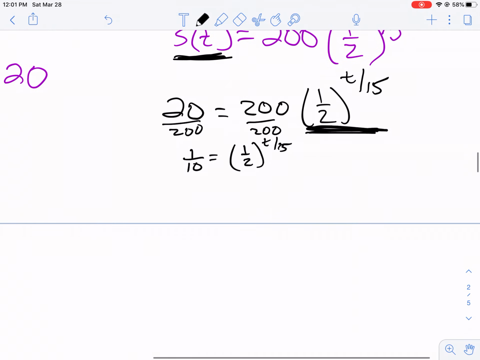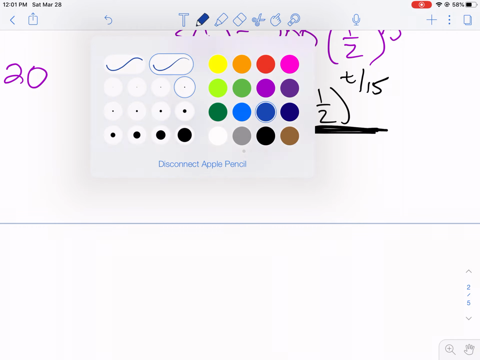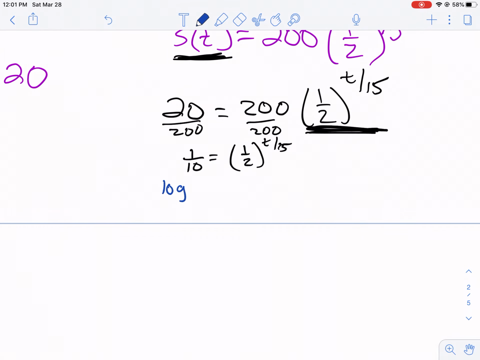Alright, now that we have isolated the term with the variable in the air, we're going to take the log of both sides. So we're going to do log, I'm going to write that as 0.1 instead of a fraction, equals log of 1/2 to the t over 15.